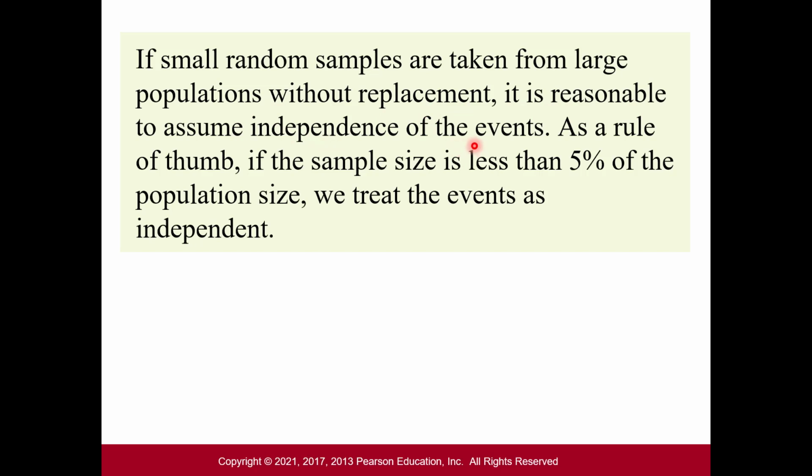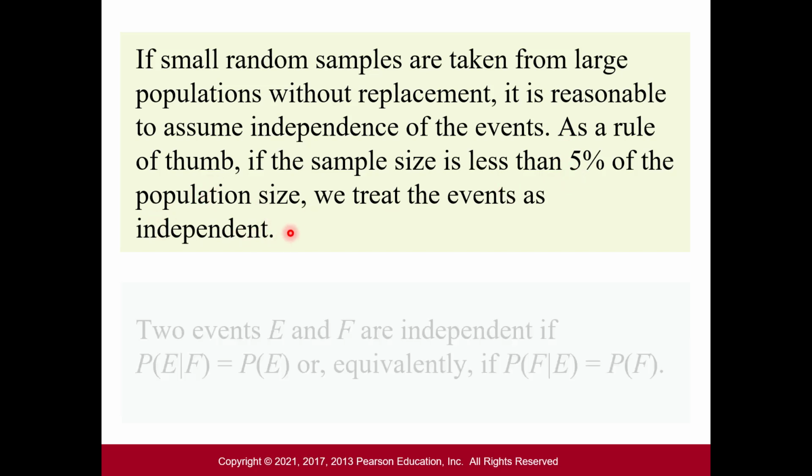So if small random samples are taken from large populations without replacement, it's reasonable to assume independence of the events. As a rule of thumb, if the sample size is less than 5% of the population size, we treat the events as independent. So if we're working with a sample size that represents a very small percent, 5% or less, than the whole population size, that's when we can say the events are independent.